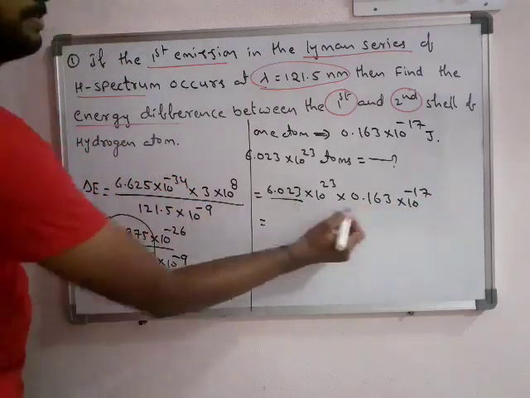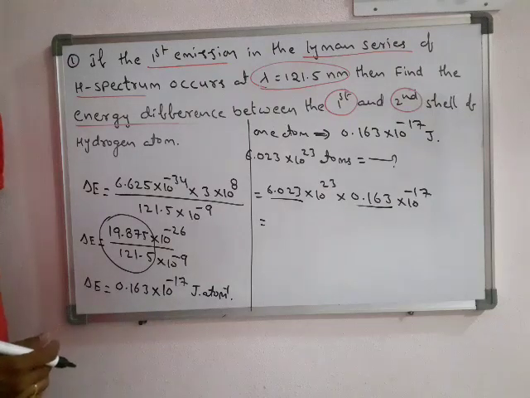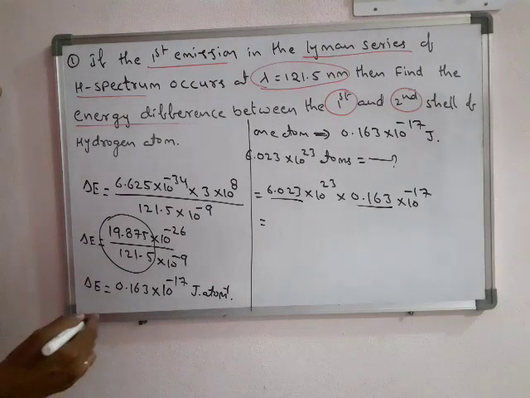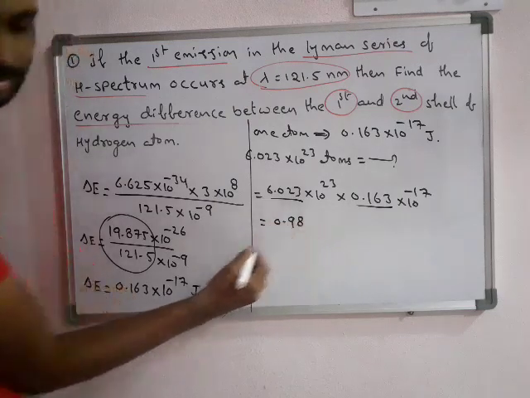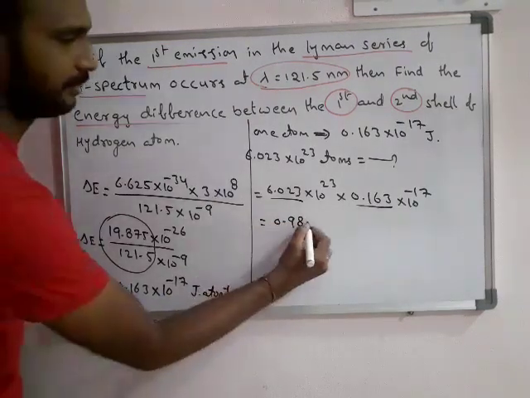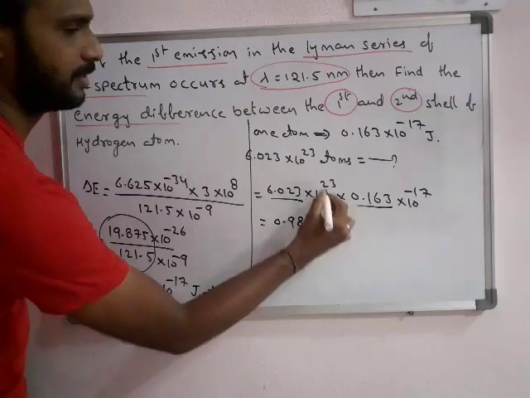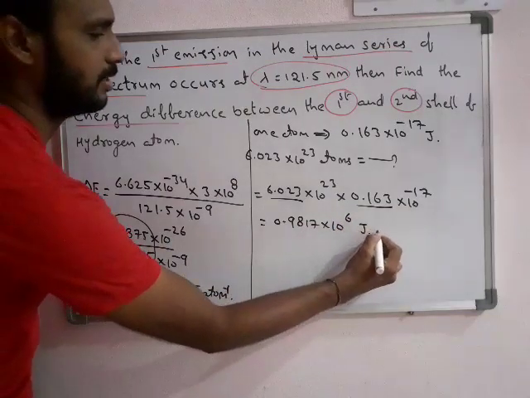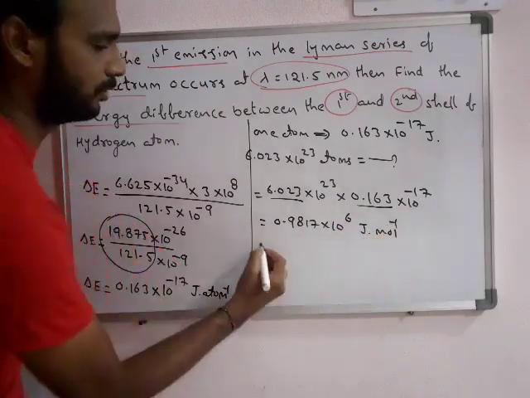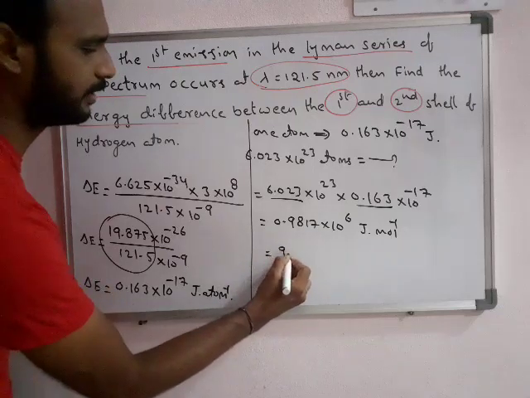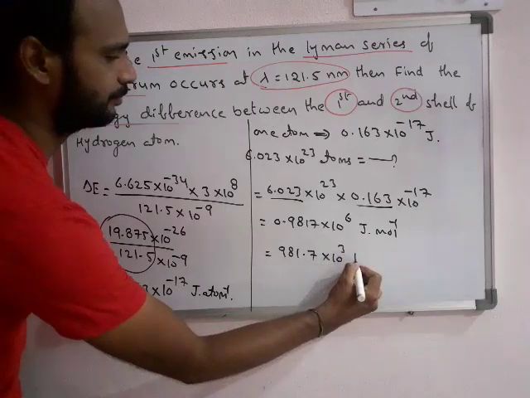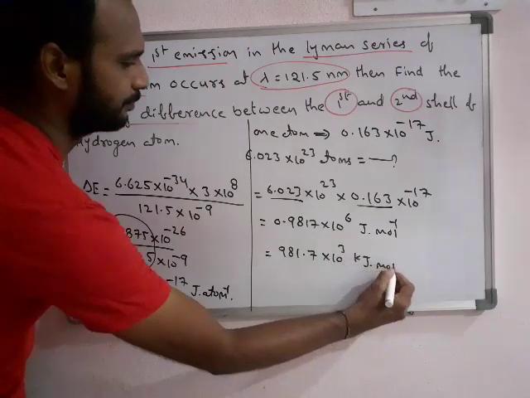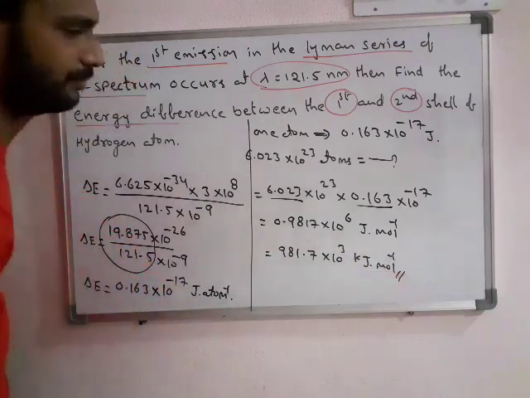So on this particular calculation, here we will get 0.9817 into 10⁻⁶. This is joules per mole. For example, we can convert it into kilojoules per mole. Okay.